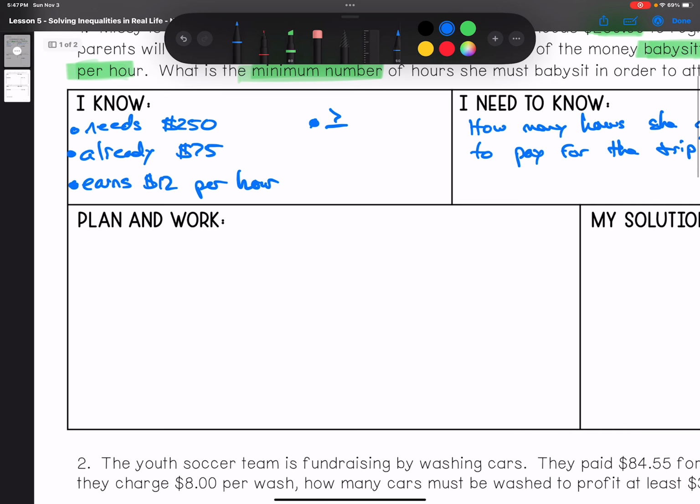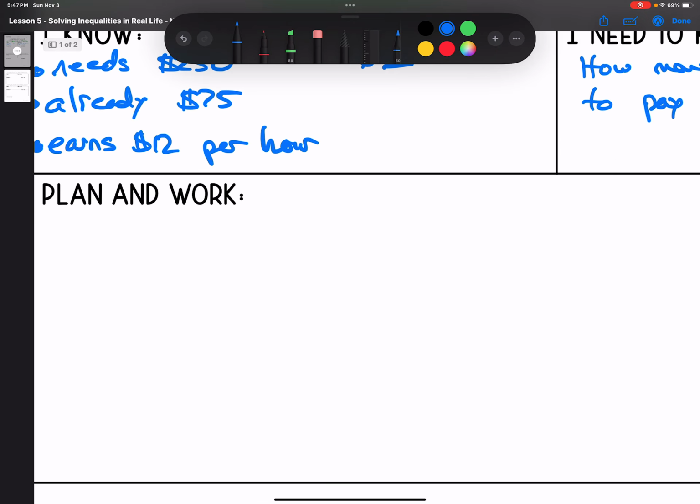So we know that parents are giving her $75 plus $12 per hour. Plus whatever she makes, has to be greater than or equal to the $250 that she needs. So it's the $75 that mom and pops gave her plus $12 per hour, which is 12 times x, which is just 12x, is greater than or equal to $250. So now let's work that out.